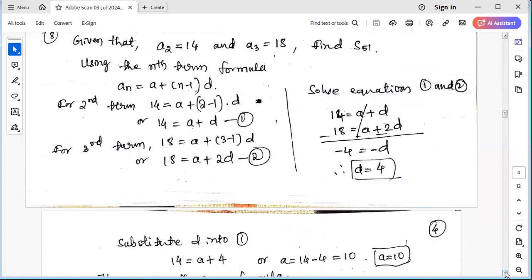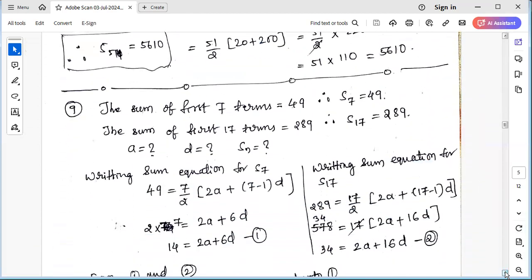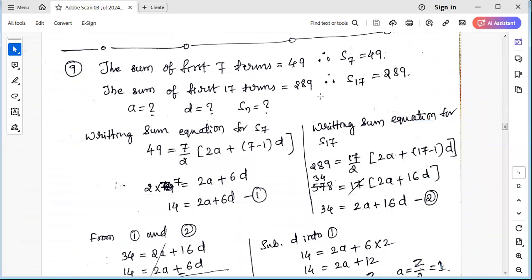Problem number 9 is like this. He has given that the sum of first 7 terms is equal to 49. So you write S7 is equal to 49. Next, the sum of first 17 terms is equal to 289. That means S17 is equal to 289. Next, we have to determine the a value and d value, then the sum values. The sum can be obtained only when you know the values of a and d.